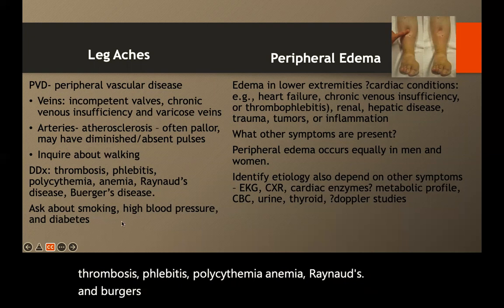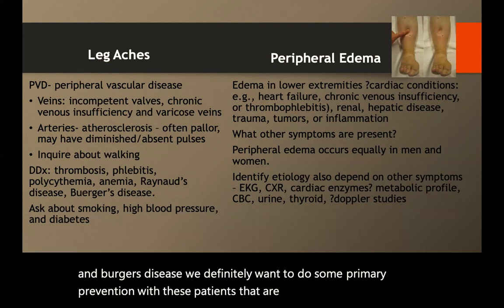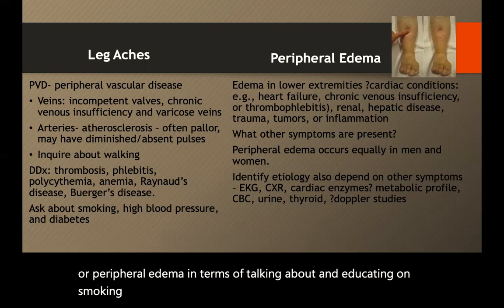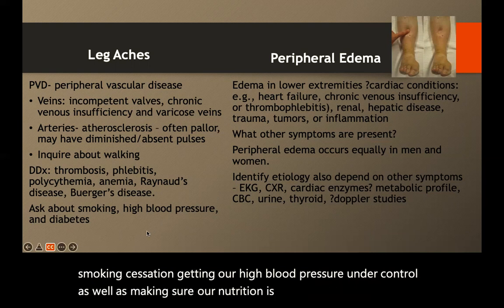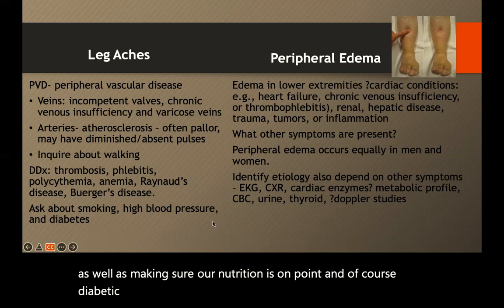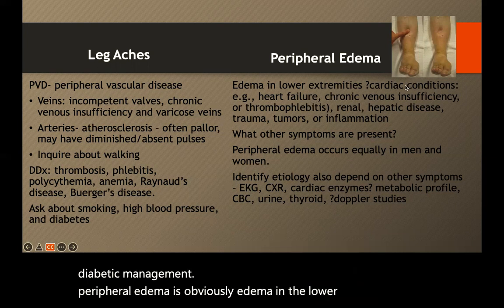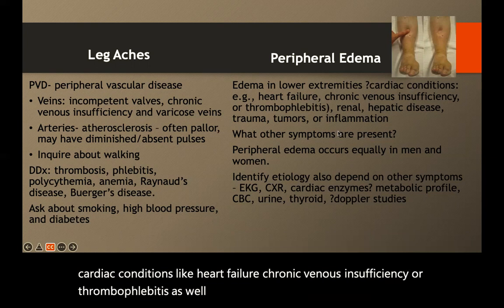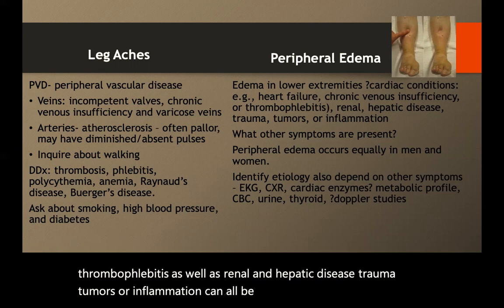We definitely want to do some primary prevention with patients who are complaining of leg aches and peripheral edema, talking about and educating on smoking cessation, getting high blood pressure under control, making sure nutrition is on point, and of course, diabetic management. Peripheral edema is obviously edema in the lower extremities. Cardiac conditions like heart failure, chronic venous insufficiency, or thrombophlebitis, as well as renal and hepatic disease, trauma, tumors, or inflammation can all be causes of peripheral edema.